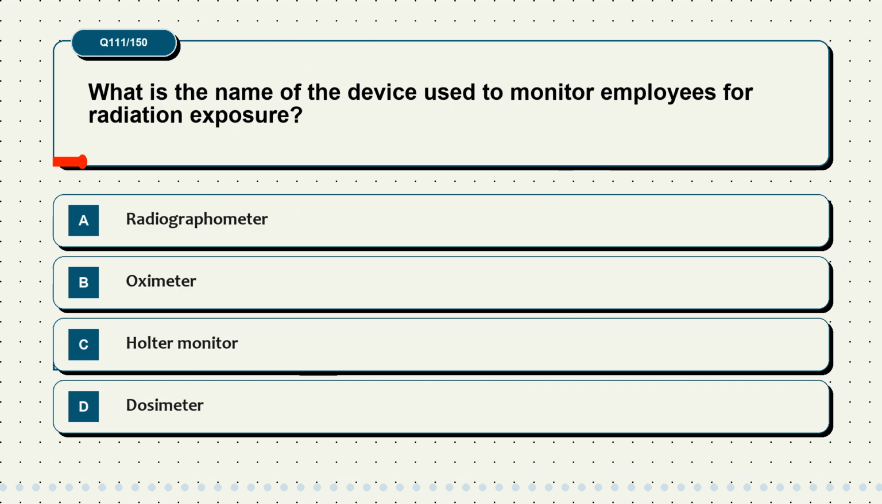Question 111. What is the name of the device used to monitor employees for radiation exposure? Here are the options. Option A. Radiographometer. Option B. Oximeter. Option C. Holter monitor. Option D. Decimeter.